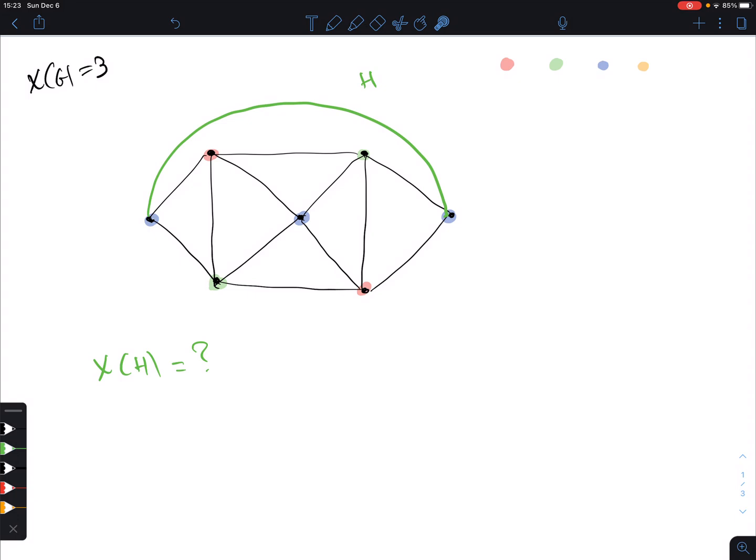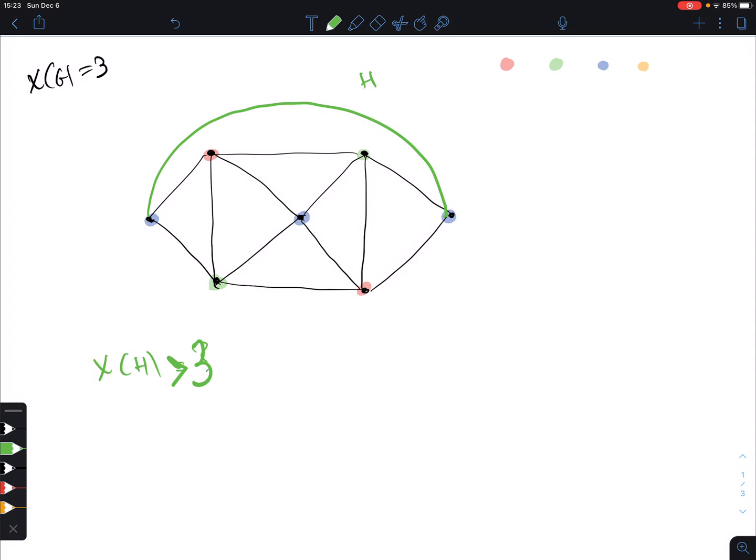Therefore, if I color the bigger graph, it doesn't matter how I color it, this part has to be colored this way. I have no choice. If I'm trying to use three colors, then this is how the inside part, this black part, has to be done, and therefore there's no way this is a valid coloring in the bigger one. So we see therefore that the chromatic number must be bigger than 3.